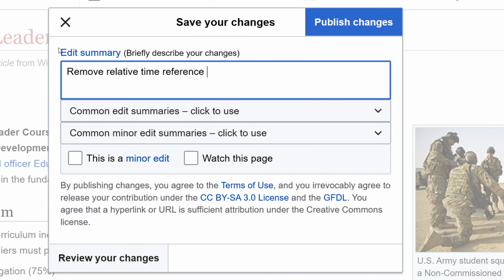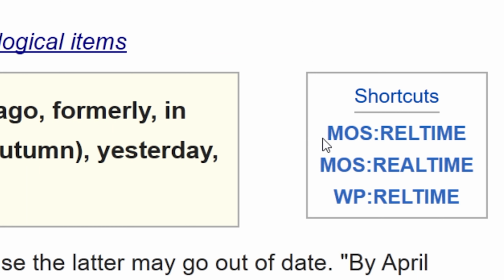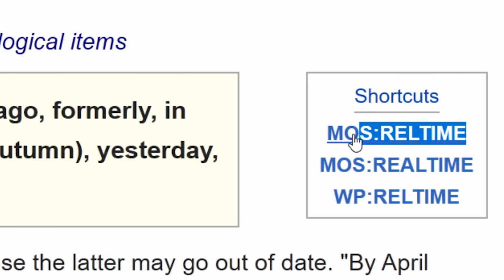When you create your edit summary, sometimes it's a good idea to put down a link to the manual of style policy for the changes you made. In this case, I am linking to the manual of style, relative time. And that's what this shortcut over here is.